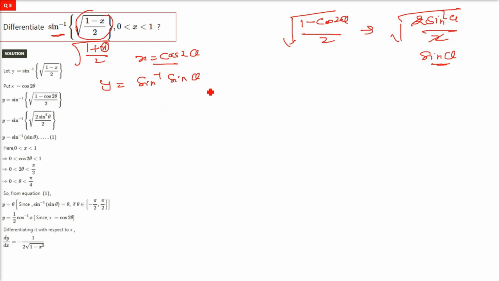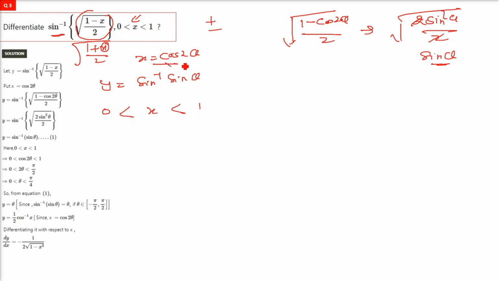And we will show the differentiation. It will be negative 1 by twice of under root 1 minus x square, as we have seen in the previous question. But the value of x should be between 0 and 1. So when you have taken x as cos 2 theta, you have to tell the examiner that I am between 0 and 1, and I am between so and so value when I take x as cos 2 theta.